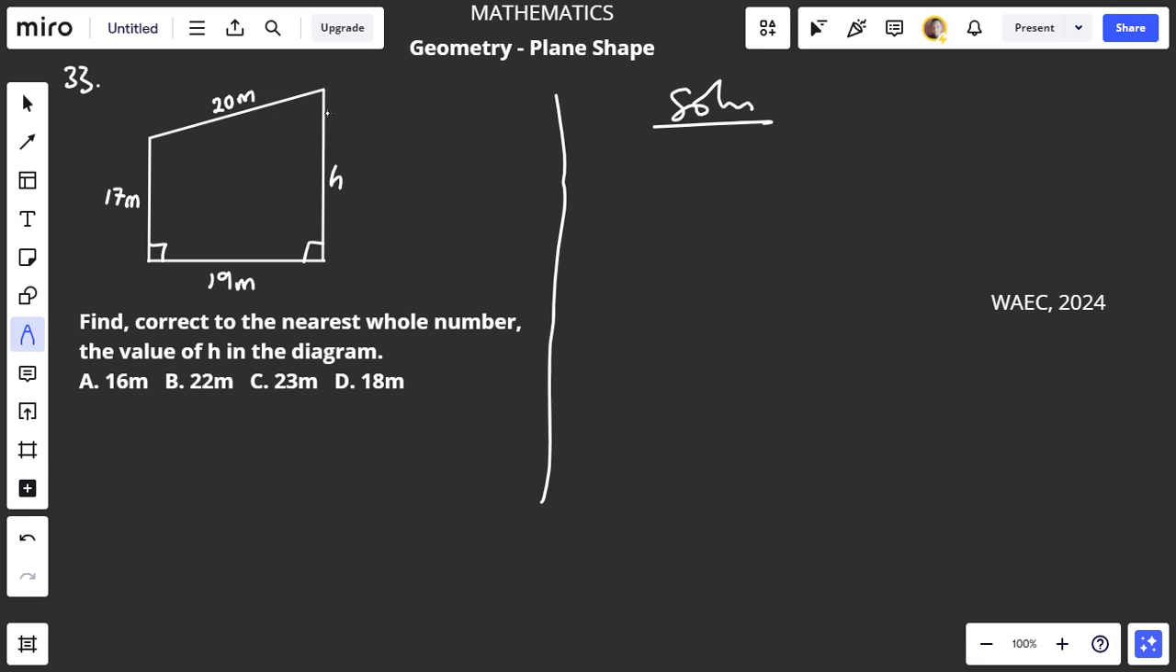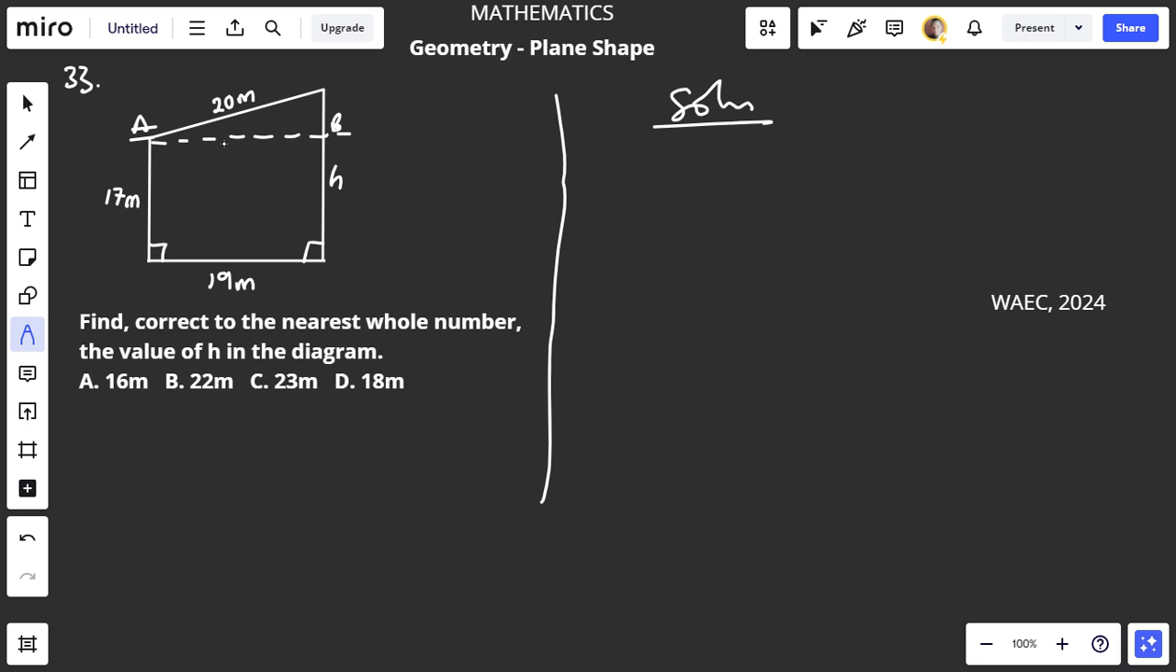So we have to find the height. Now, I don't think there is any trapezium formula that may help us to quickly find it. So what we could do here is draw a line that is parallel to this bottom line, so that this line from here to here, we call here A and here B.